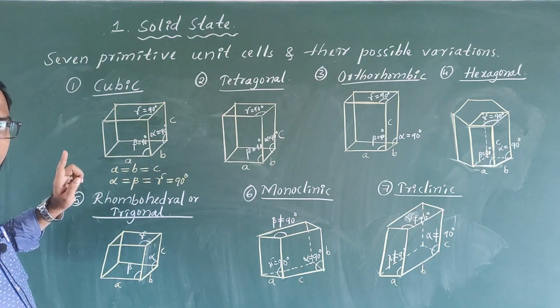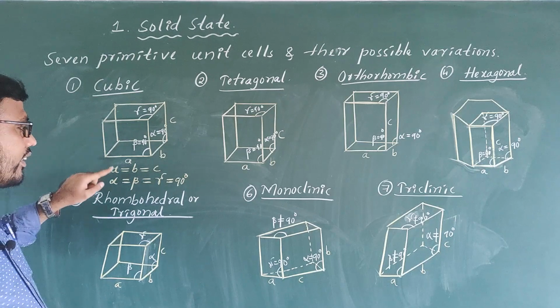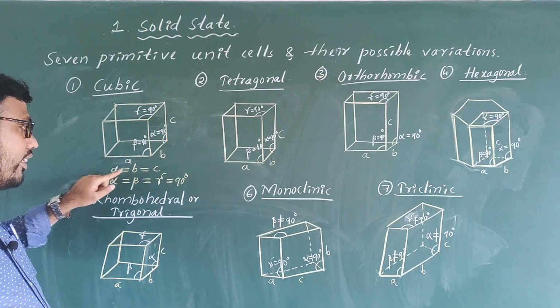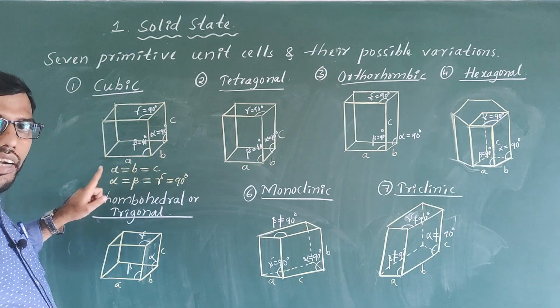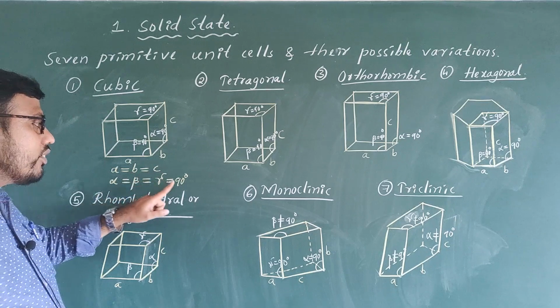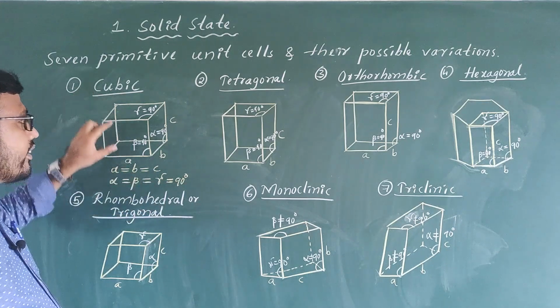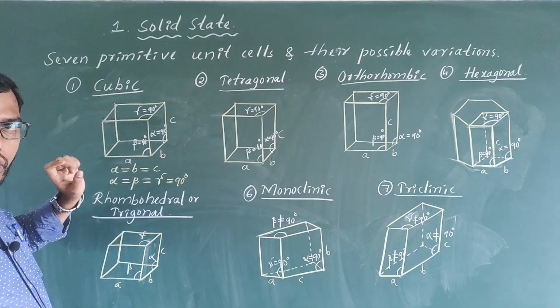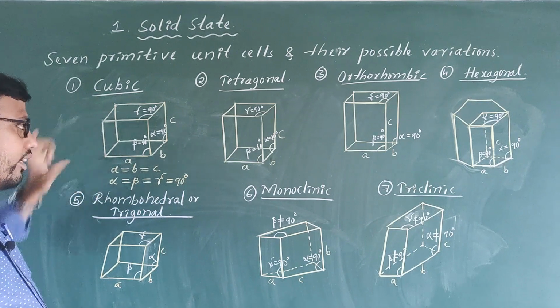So a crystal system in which edge lengths are equal, a is equal to b is equal to c, and the axial angles alpha is equal to beta is equal to gamma is equal to 90 degree, then it is called cubic system. So the name of the crystal system is cubic.